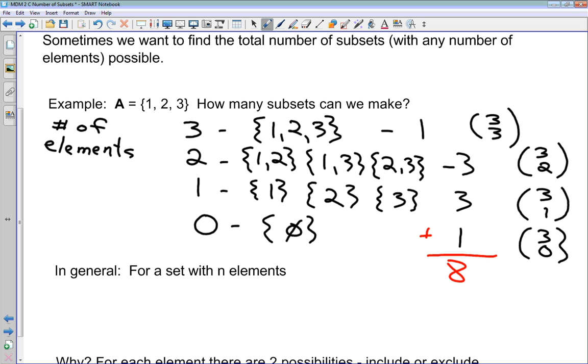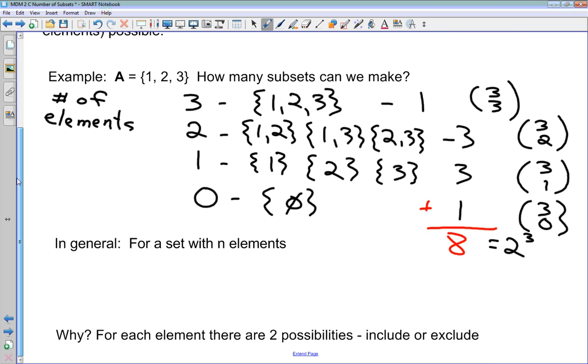Now, 8 is 2 to the exponent 3. 2 times 2 times 2. So we had a set with 3 elements. The number of possible subsets that we can make is 2 to the power of 3, 8. So in general, for a set with n elements, we can make 2 to the power n possible subsets.